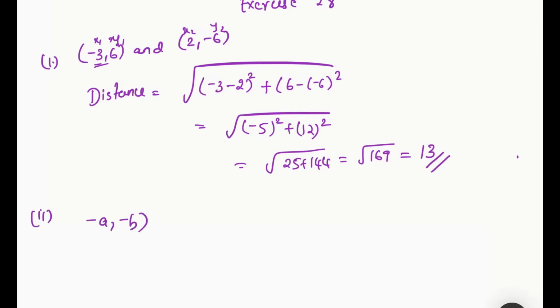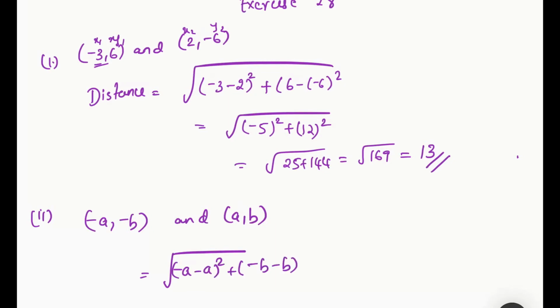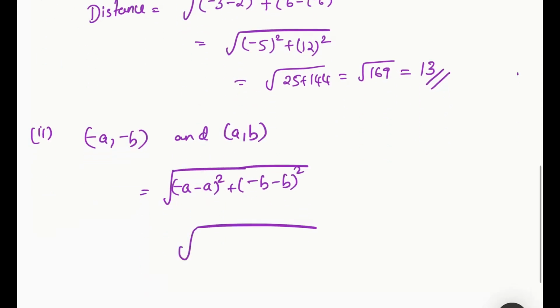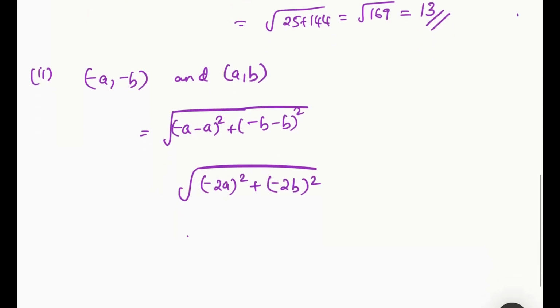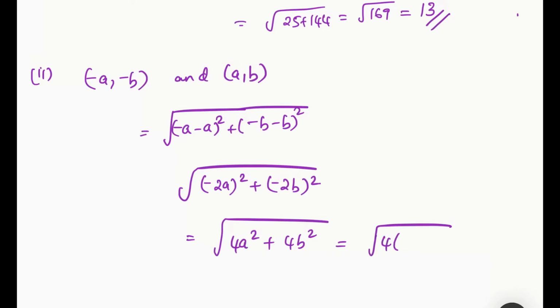Coming to the second one, (-a, -b) and (a, b). Similar way, it's equal to root of minus a minus a, that is minus 2a the whole square plus minus b minus b, minus 2b the whole square. It's equal to root of 4a square plus 4b square, equal to 4 can be taken common, right? a square plus b square. So 2 times root of a square plus b square will be our answer. Similar way you can do the next two questions.